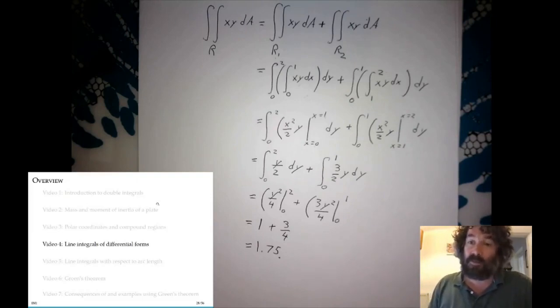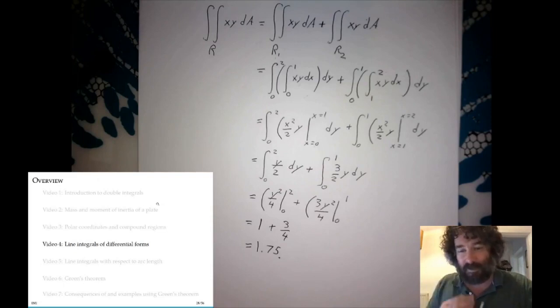In the next video, we're going to move on to a different type of integral called a line integral, which still involves integrating a function of two variables, but this time over a line rather than over a region, as in a double integral.